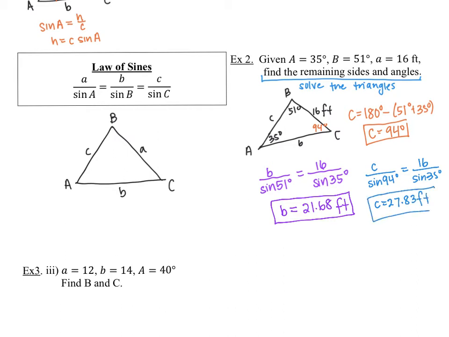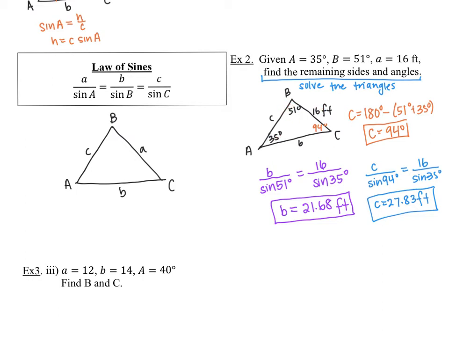Okay, so I've found all the sides and all the angles. This isn't a check, but if I use the triangle angle side inequality theorem, I can check if my answers are reasonable. So if I go to the smallest angle, it should be opposite the shortest side. So 35 degrees is opposite 16 feet.